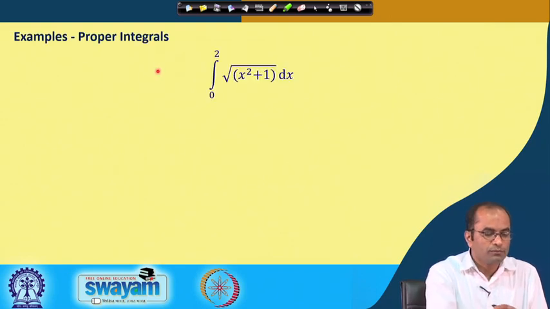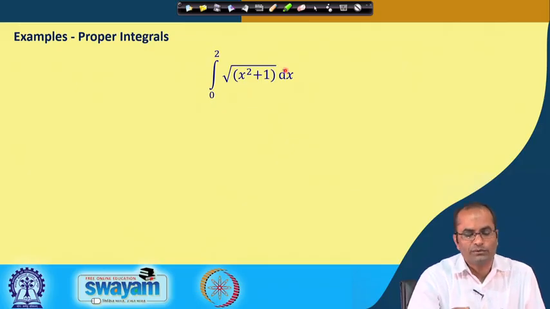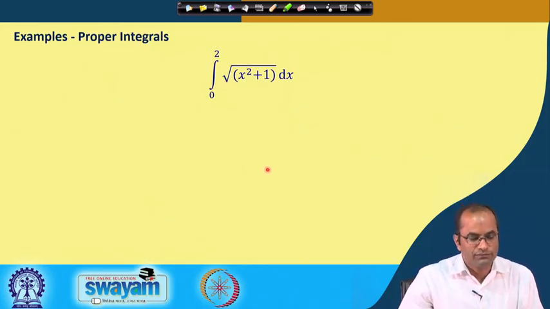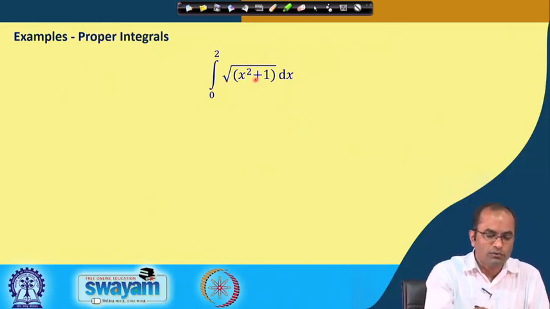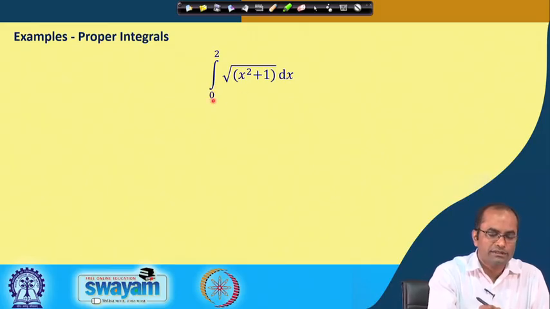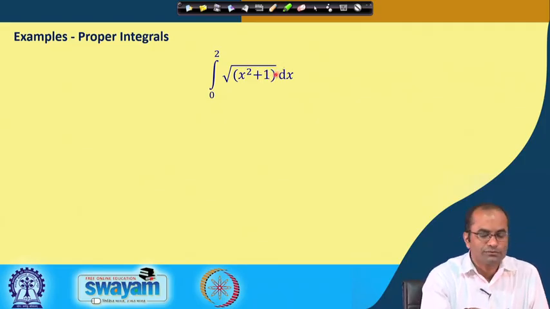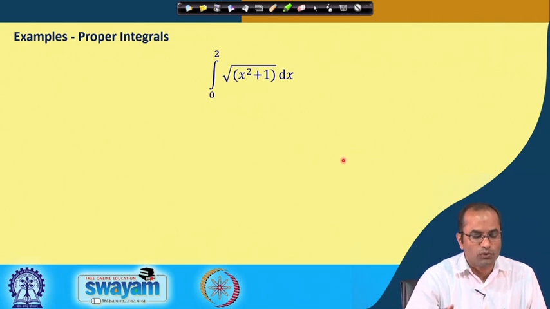So, the example for a proper integral. For example, we have here the integral from 0 to 2 of square root x square plus 1 dx. Here the integrand, which is the square root x square plus 1, is finite or bounded in the range of this x from 0 to 2, and also the range, the 0 and the 2, is finite. So, we do not see infinity here, and also this f x, the integrand, is bounded. So, in this case we call such integrals proper integrals.